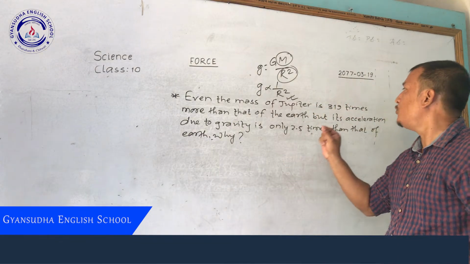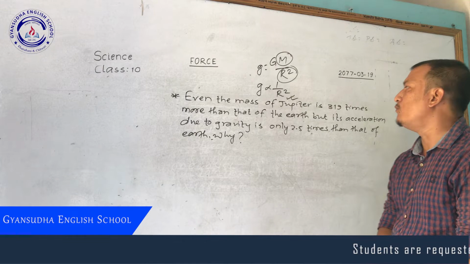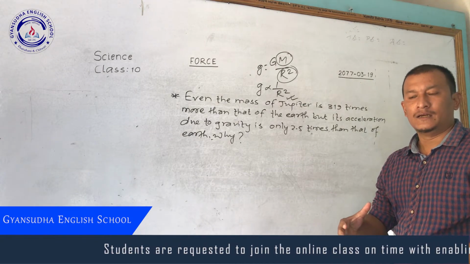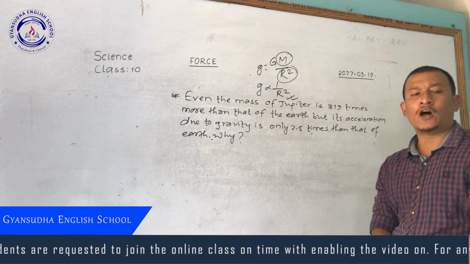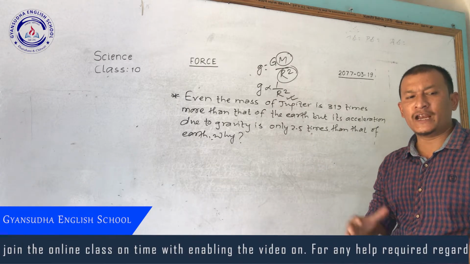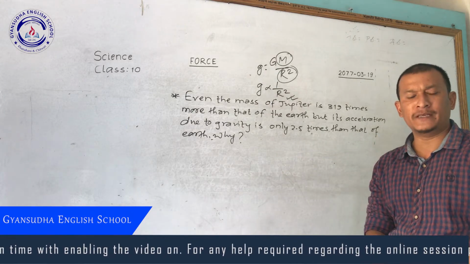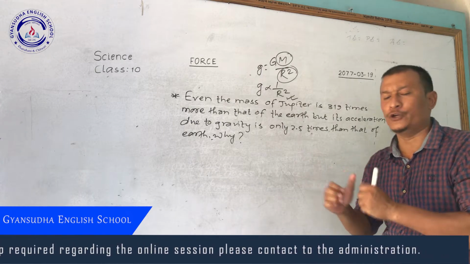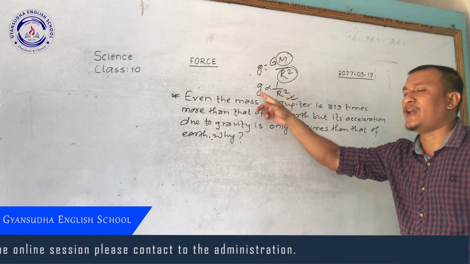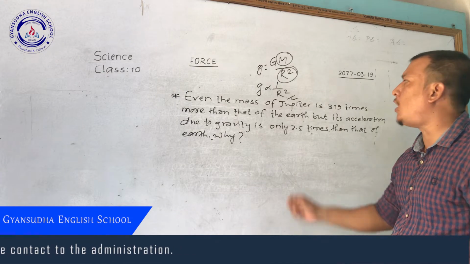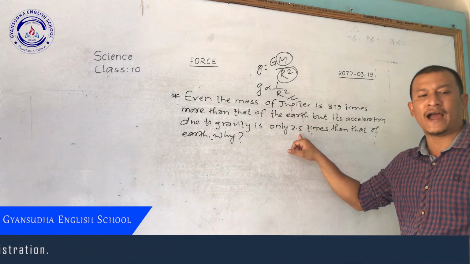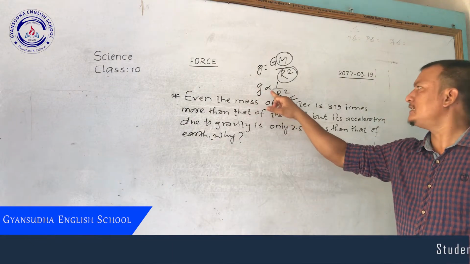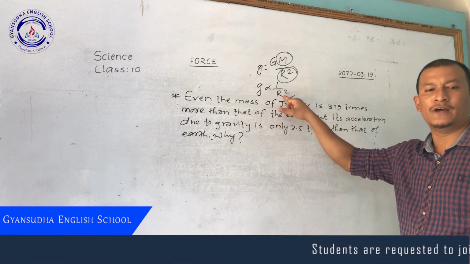The mass of Jupiter is 319 times more than that of the Earth. But its radius is also too huge. Its radius is about 11 times that of the Earth. As a result, the value of acceleration due to gravity of Jupiter is only 2.5 times more than that of the Earth, as g is inversely proportional to the square of the radius.